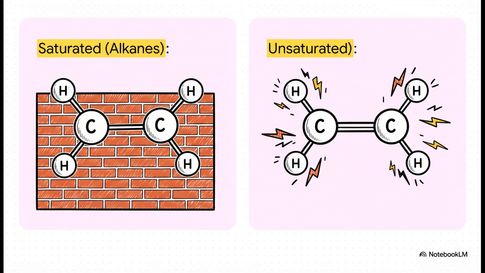Now on the right, you've got the alkenes. Their defining feature is that carbon-carbon double bond. That double bond means they're unsaturated. They haven't maxed out on atoms yet. There's still room to add more.